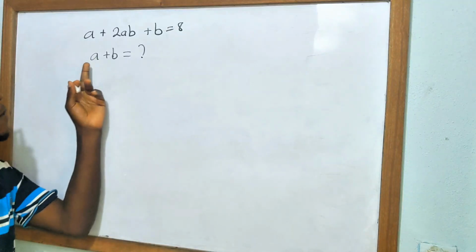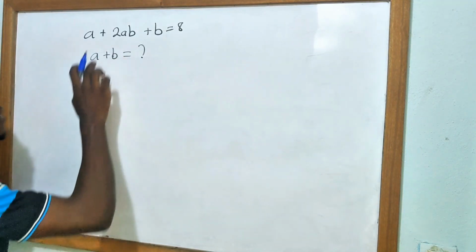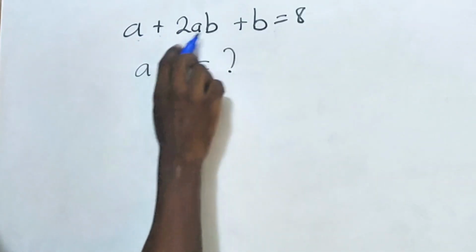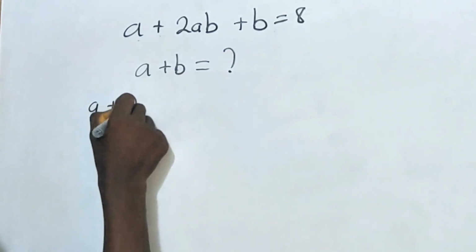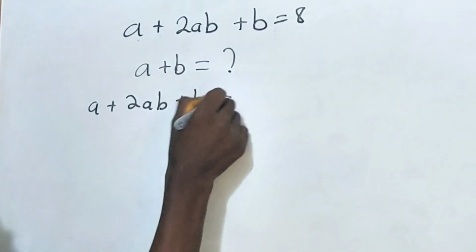We have this question to solve for a plus b, given this. Okay, how can we move on? We have a plus 2ab plus b is equal to 8.